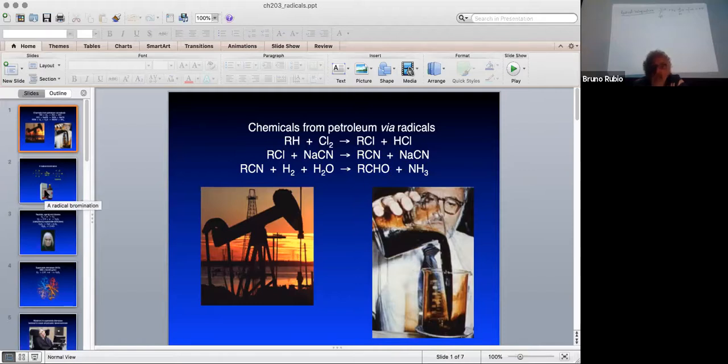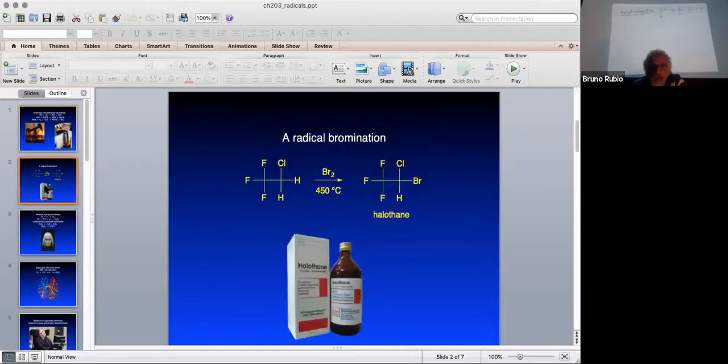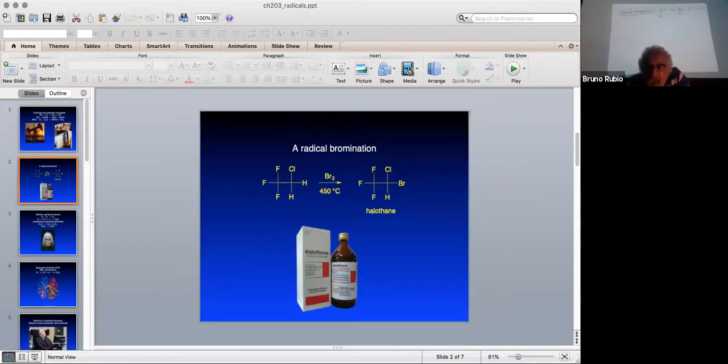It's a way of functionalizing an alkane. It's a way of putting a chemical handle that you can work with on an alkane, and that chemical handle is the halogen. Okay, so here's an example that may be interesting to some of you who are pre-med maybe.